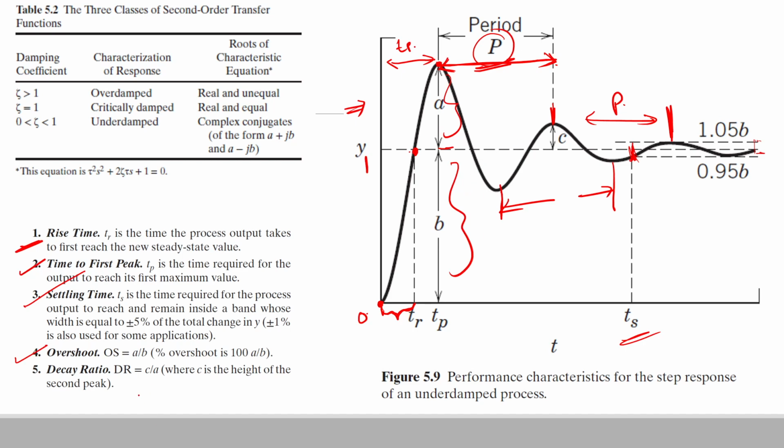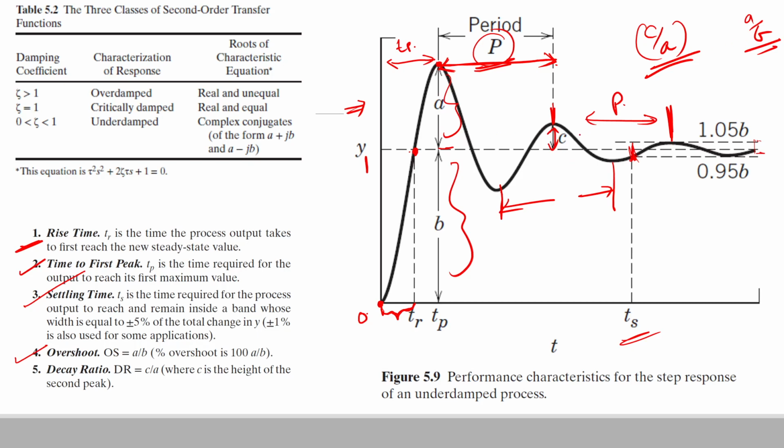Similarly, we define the decay ratio. So decay ratio is defined as the ratio between two successive peaks, in the decreasing order. So basically over here, if the height is C, and if this height is A, then the decay ratio, we define it as C upon A. So decay ratio is C by A, whereas this overshoot we call it as A upon B.